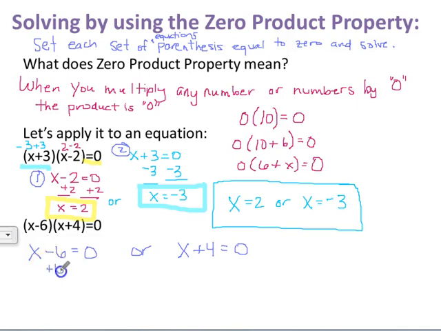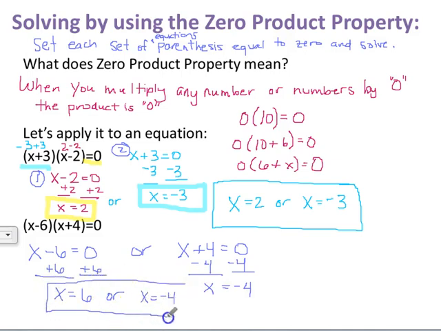So x minus 6, add 6 to both sides to solve for x. X can equal 6. Or on this side, I'm going to subtract 4 from both sides, and I get x equals -4. So in this problem, my 2 answers would be x is equal to 6 or x is equal to -4. And that's how we solve using the zero product property.